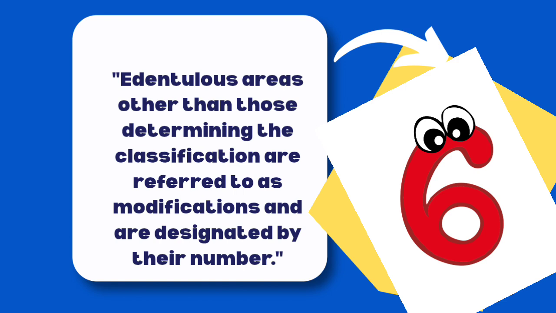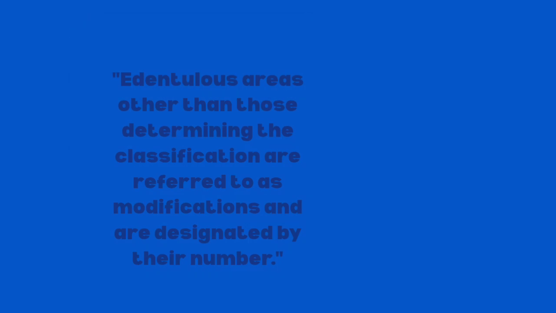Moving on to rule number 6, edentulous areas other than those determining the classification are referred to as modifications and are designated by their number. This means that any additional areas of missing teeth are noted as modifications to the main class.